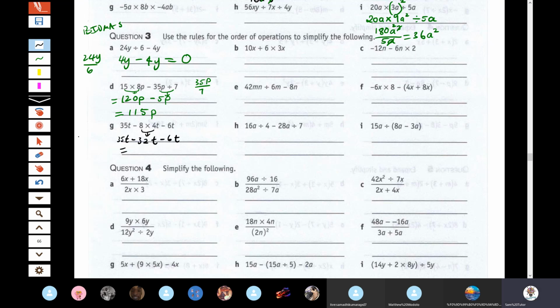And then you're just doing 35 take away 32, which is 3, and then 3 take away 6 is negative 3. For those who can do it in their heads like that, great. For those who can't, it's fine. You've got your calculator. You can go 35, take away 32, take away 6. And that should still give you negative 3, and then you just put a t. All right, any questions there? If you're ready, start B, E, and H, please.